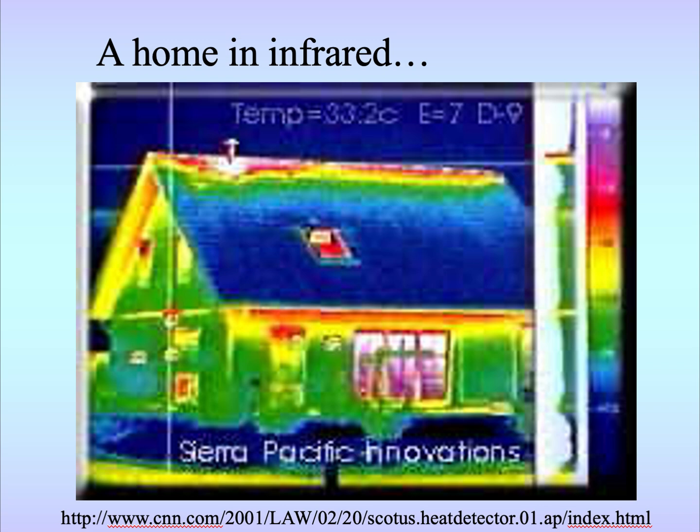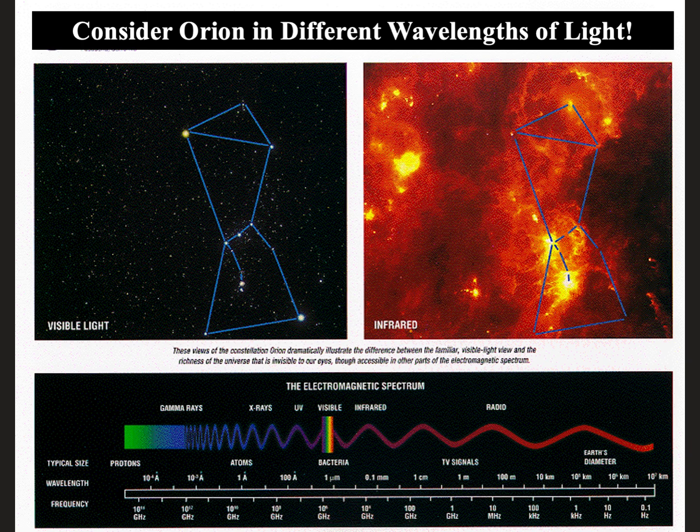Here's an image showing you a photo taken of a home in infrared light. You can see just how much heat is lost by the house around the windows and doors. This is a similar infrared image, but this time taken of the constellation Orion. The picture on the left is just of the individual stars taken in visible light. But the infrared camera view on the right shows us so much more in the same area of sky.